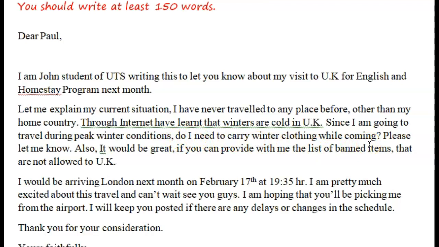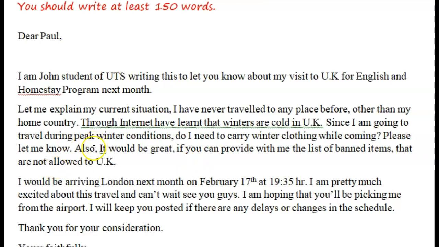Because in formal letters, we try to avoid this language and instead we go for something less direct. In other words, "do you suggest that I carry winter clothing?" Or, "since I am going to travel during winter conditions, would you mind telling me what winter clothing I should pack?" You see, we use these kinds of indirect pieces of language to make our questions sound more polite.